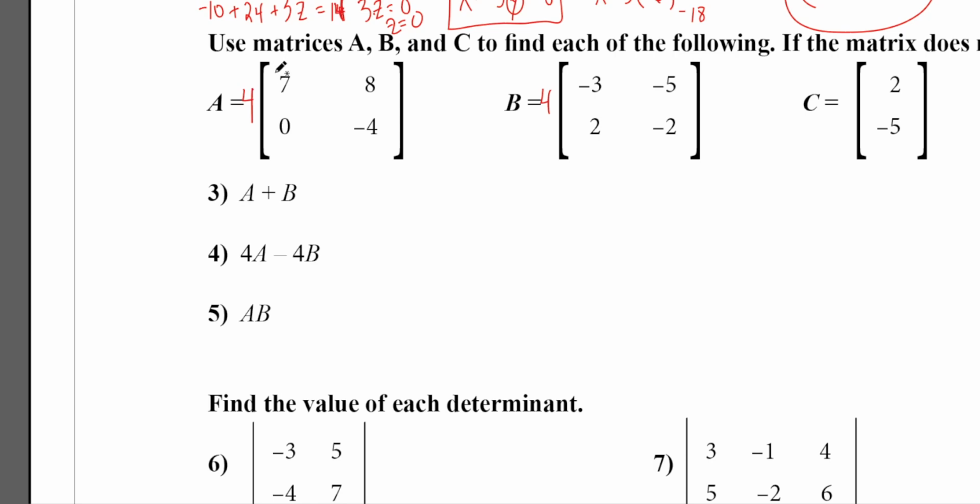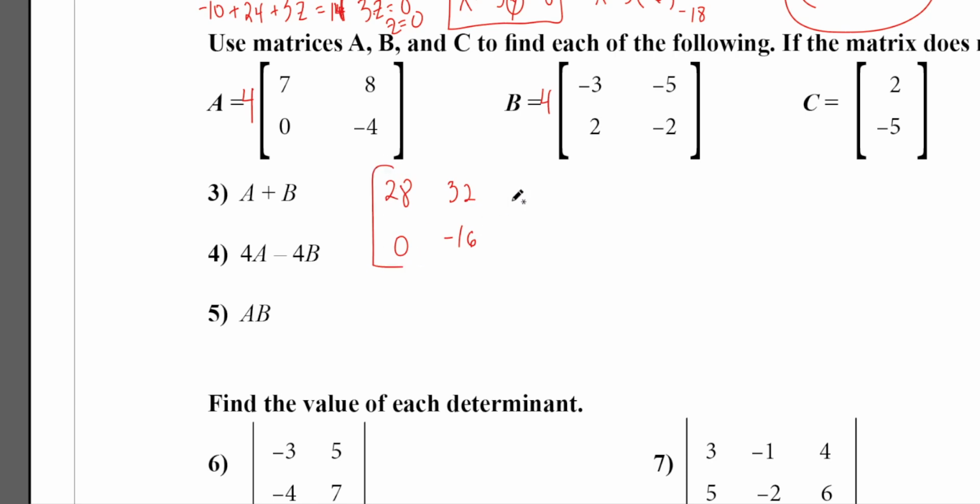Okay, it's 4 times 7, 4 times 8, 4 times 0, 4 times negative 4. All right. So what do you get for that? Let's just do that in our head. What's that? That's 28. 8 4s are 32. 4 times 0 is 0. 4 times negative 4 is negative 16.